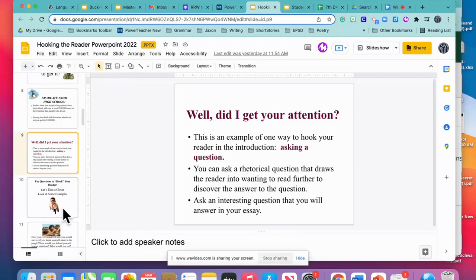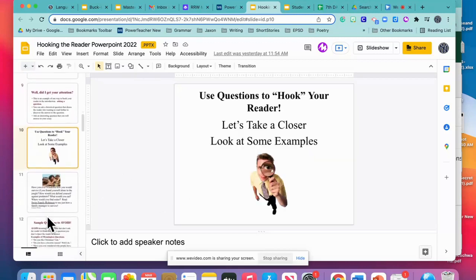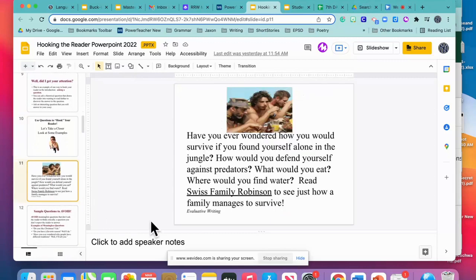Okay. Or you could build upon with a series of questions that go together in regards to your topic. Okay. So here we're going to take a little bit of a closer look at some other examples. So this one says, have you ever wondered how you would survive if you found yourself alone in a jungle? How would you defend yourself against predators? What would you eat? Where would you find water? Read Swiss Family Robinson to see just how a family manages to survive. So those are examples of building questions that you would answer in your essay if you were doing this topic.